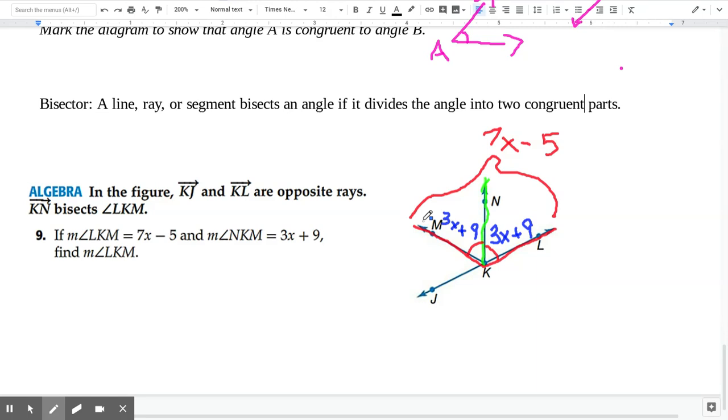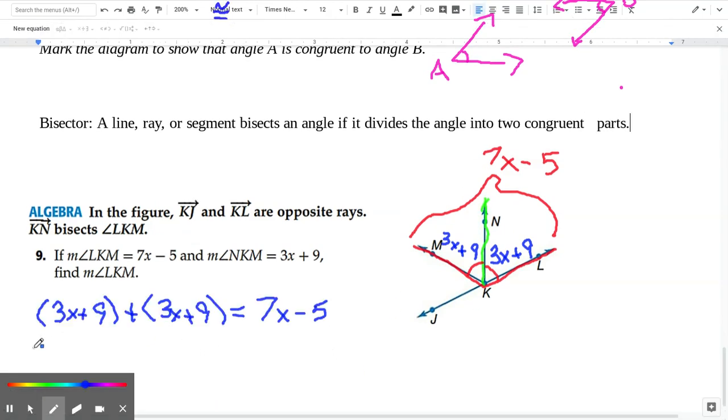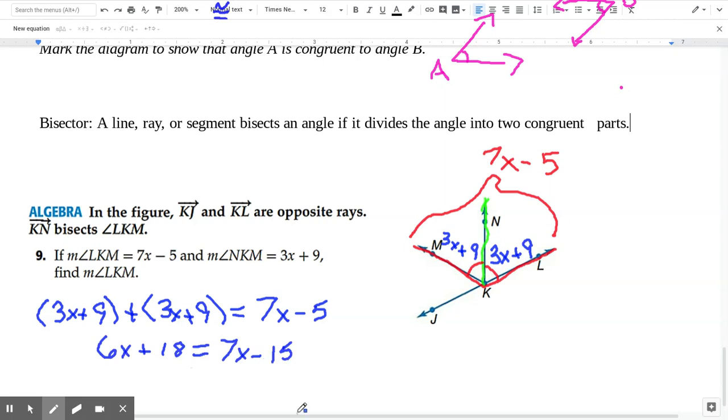And so what we can do here to solve for x then is say that 3x plus 9 plus 3x plus 9 equals 7x minus 5. So here's our equation representing little angle plus little angle equals big angle. Let's go ahead and solve. First, let's simplify the left side. Combine like terms here. 3x plus 9 plus 3x plus 9 will give us 6x plus 18. And in solving, we can subtract 6x on both sides, and we'll get 18 equals x minus 15.